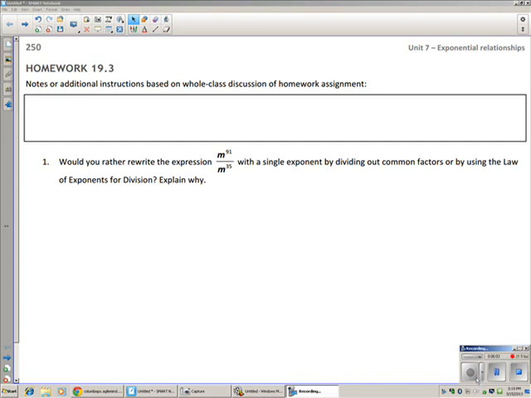Gentlemen, it is 3:20 in the p.m. It's Friday, but you know what time it is? It's time for some math. So let's get rockin', rock stars.